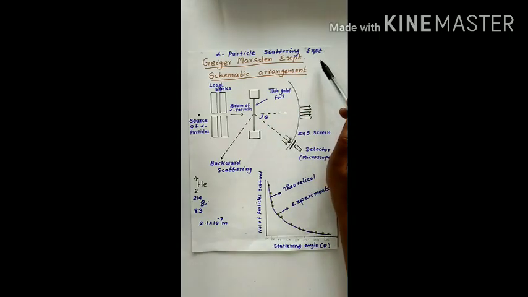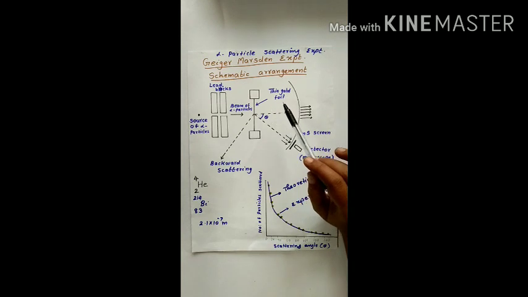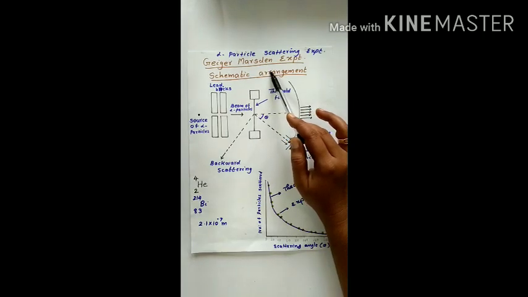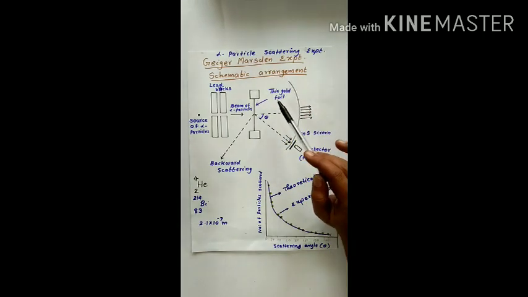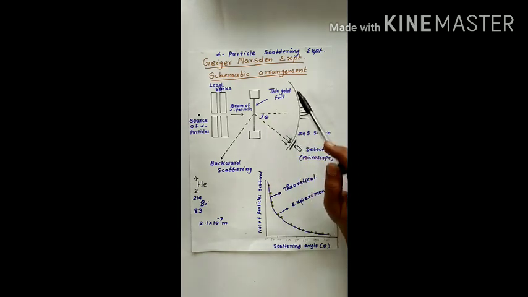Alpha particle scattering experiment or Geiger-Marsden experiment. In 1911, on the suggestion of Rutherford, his two associates Geiger and Marsden performed experiments on the scattering of alpha particles from thin gold foil. It reveals the structure of the atom.